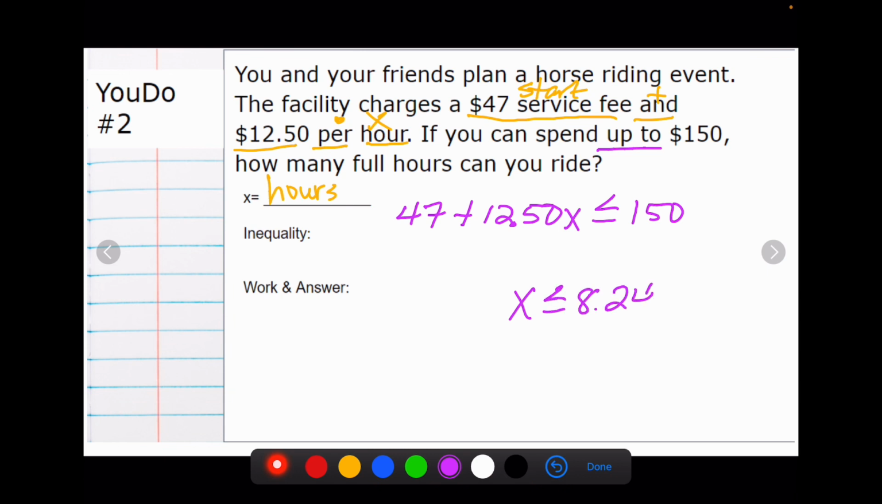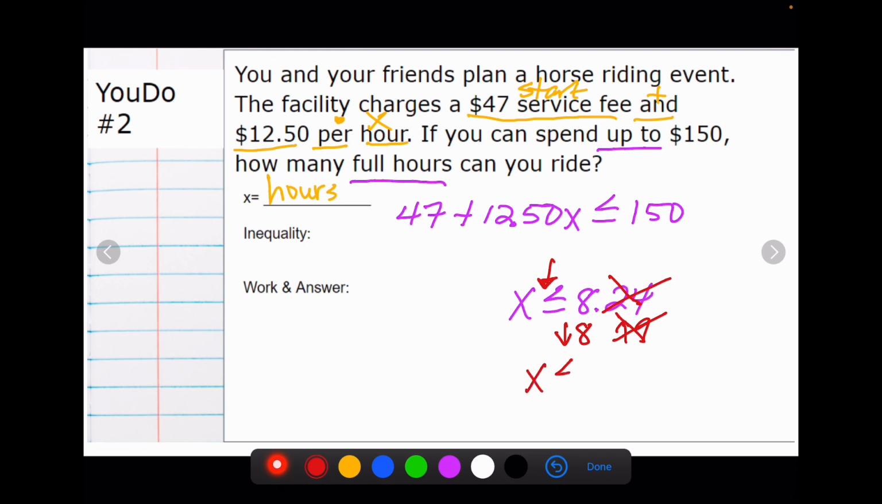And it does tell you in the problem how many full hours can you ride. So the question is, do I round down to 8 hours or do I round up to 9? Now this says that I can only afford less than this. So therefore I cannot afford anything higher than 8 hours.